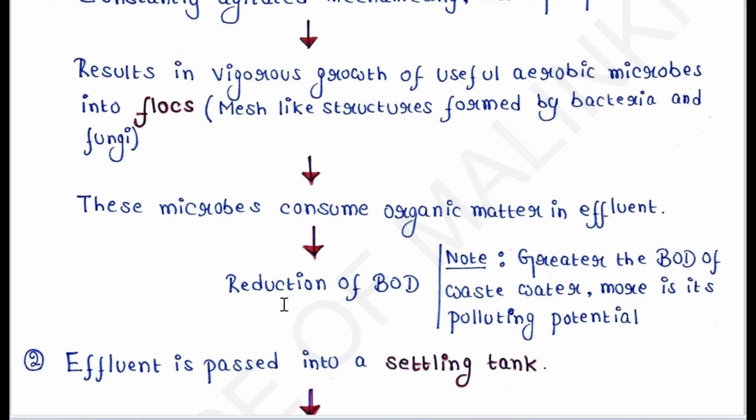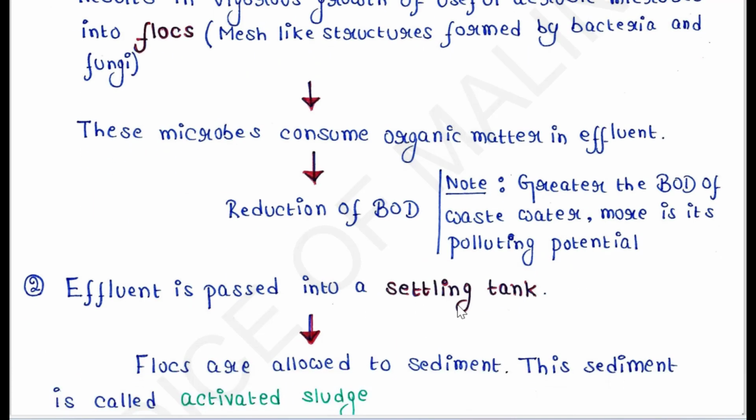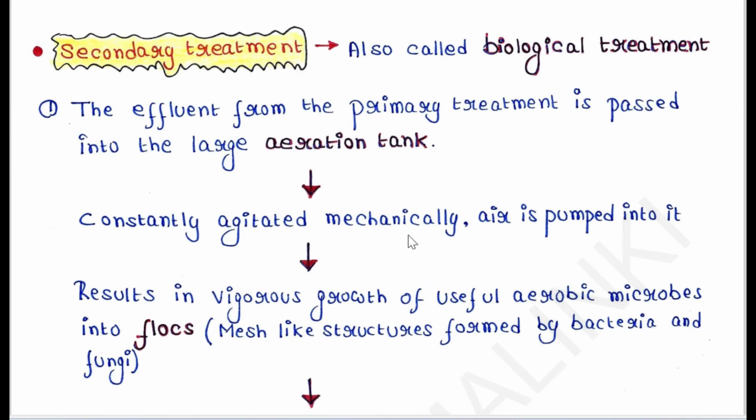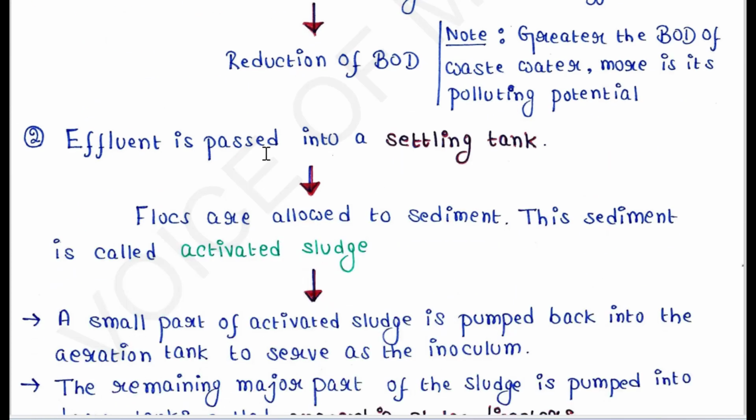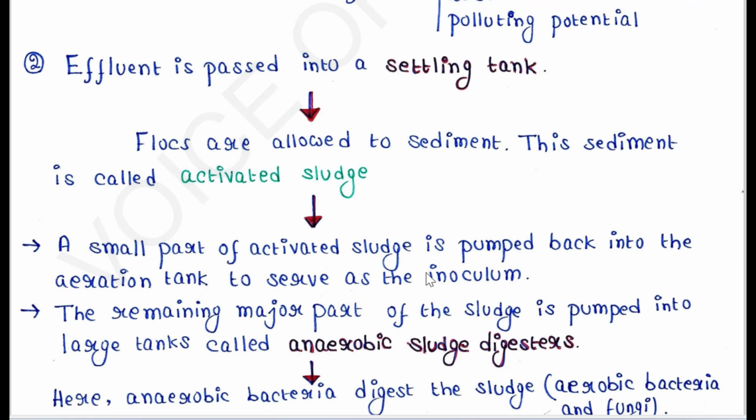Now the effluent is passed into the settling tank. So the effluent from where? From the aeration tank is now passed into the settling tank, and flocs are allowed to sediment. This sediment is called activated sludge. A small part of activated sludge is pumped back into the aeration tank to serve as the inoculum.